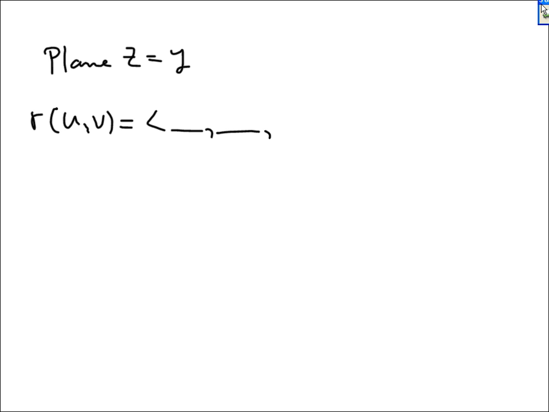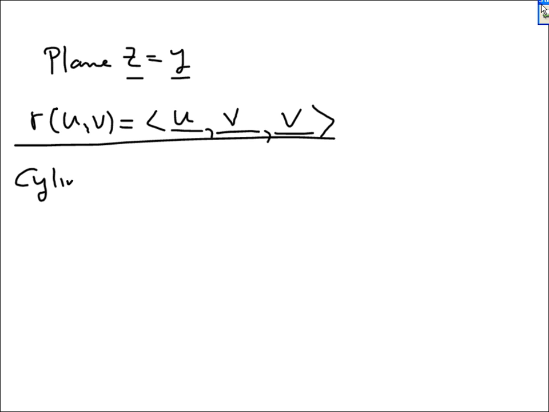So we want to find a vector-valued function for this plane. The plane z is equal to y. So we want a vector-valued function r of u, v equal to one component followed by another, followed by another. The y and the z, they're equal. You can call them z, or you could have said u if you preferred. And the first component has nothing to do with y's and z's, so I'll just call that u. And there's one answer. And that problem is done.